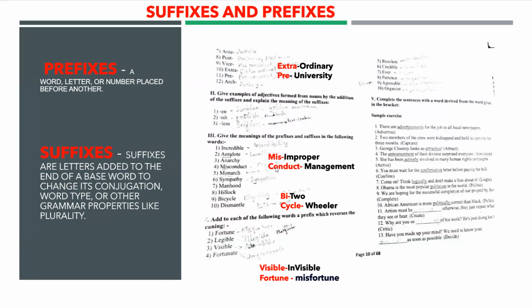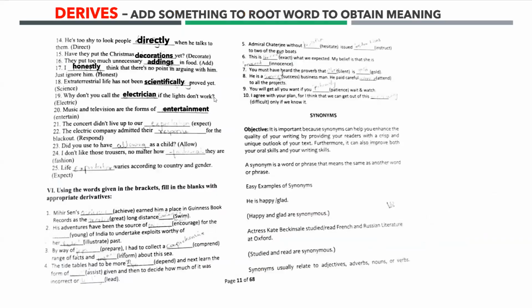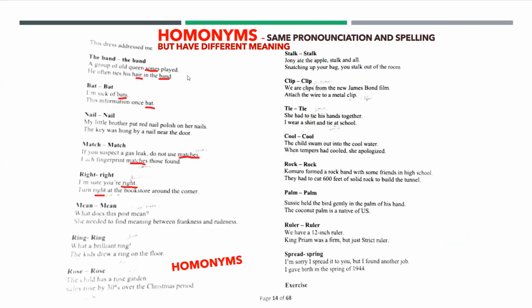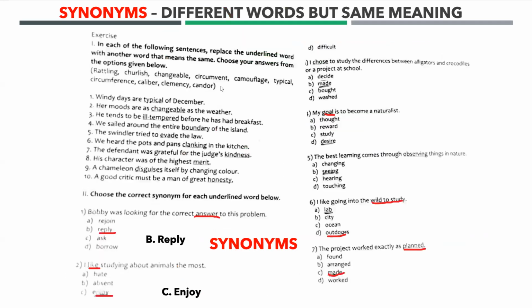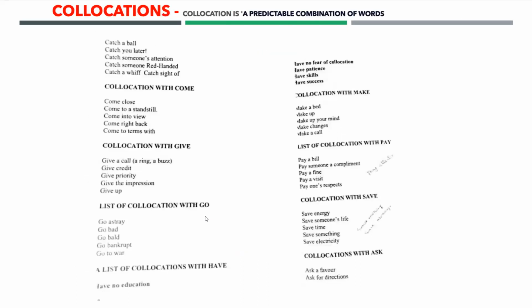Then prefixes and suffixes: you can see what word they have given, and based on that you have to add the prefix and suffix. Then derivatives: the word which they have given, we have to add something to that word which gives meaning to the sentence. This is derivatives. Then homonyms are words that are the same but have different meanings, and you have to make a sentence. Then synonyms: they will give a question where we have an underlined word. For that, we have to find another replacement word which gives the same meaning to the sentence. That is all synonyms.